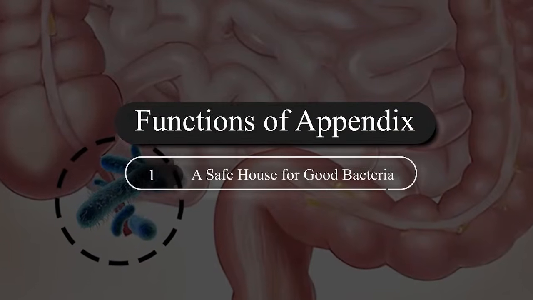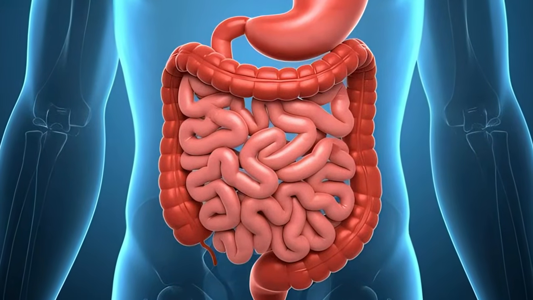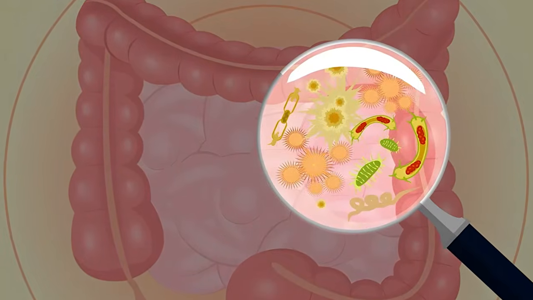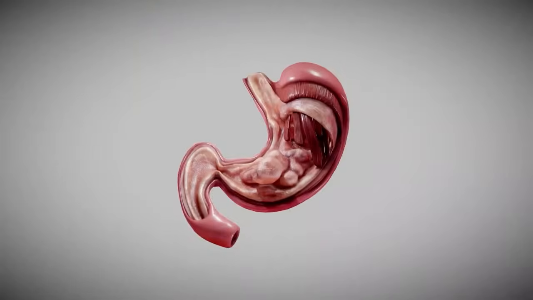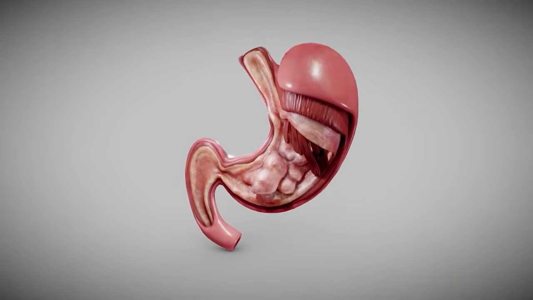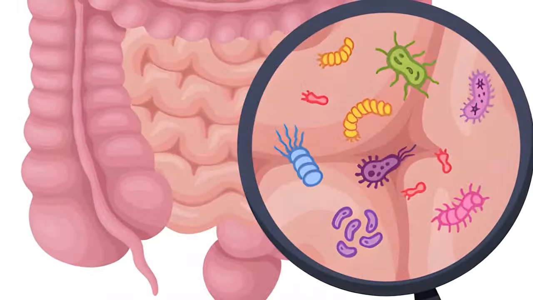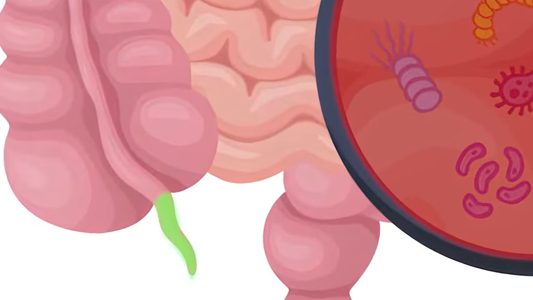1. A safe house for good bacteria. Your digestive tract, especially the colon, is home to trillions of good bacteria. These bacteria help break down food, produce vitamins, and protect you from harmful germs. When you get a serious stomach infection, for example, severe diarrhea caused by food poisoning, most of these good bacteria get flushed out of your intestines. That's when the appendix steps in.